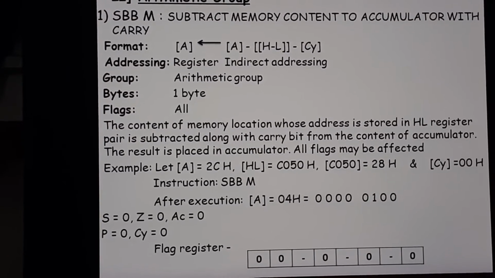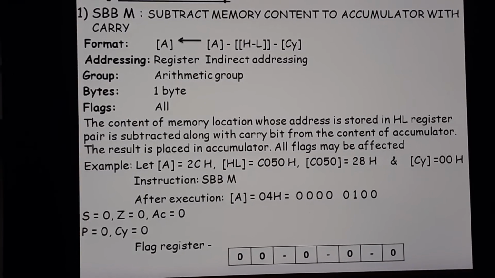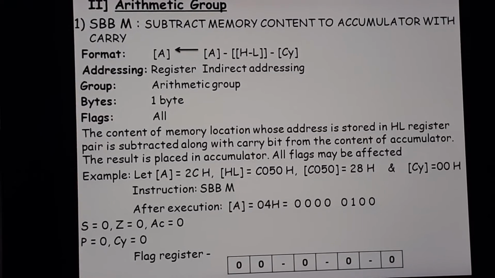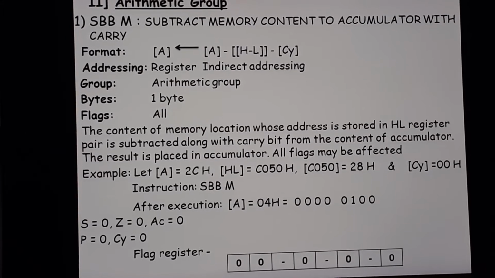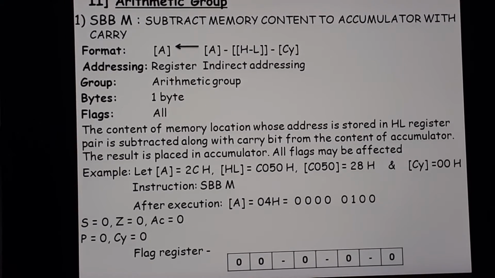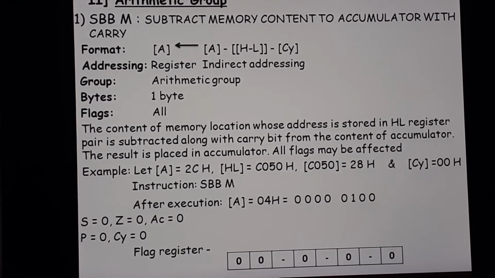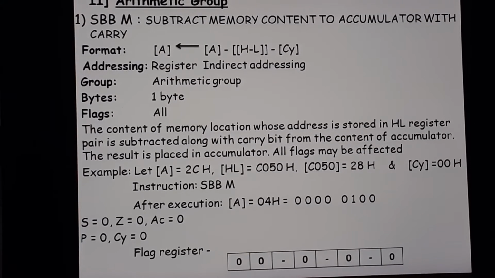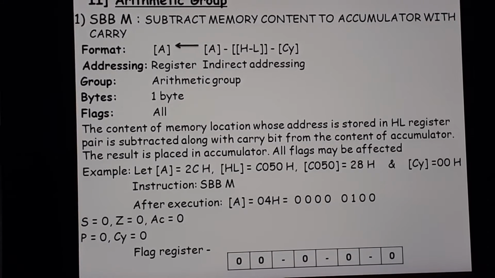Okay, so this is my 11th instruction which I'll be seeing. So SBB M is same as SBB R. The only difference is, instead of taking R, I'll be taking M here. So subtract memory content from the accumulator along with the carry flag. Okay, so the format that I have written here is same. Instead of writing M, I'll write HL. We always write HL in that M instruction. So A minus HL minus CY, and the result will be placed in accumulator. So hence the arrow is towards accumulator.